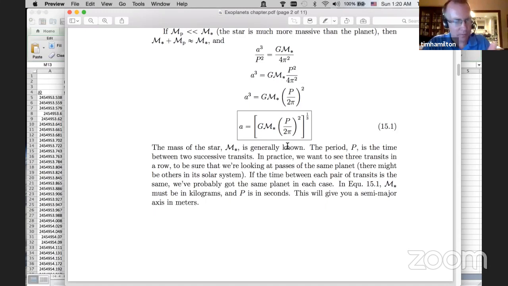Okay, but a cautionary note. We have to have the units working out. The mass of our star must be in kilograms. The period must be in seconds. That's a lot of seconds. And we'll come up with the semi-major axis, A, being in meters. These are not the most convenient units to work with, but we'll simply have to convert them.